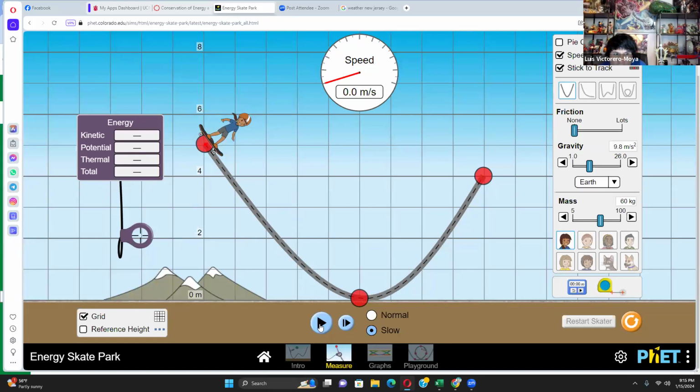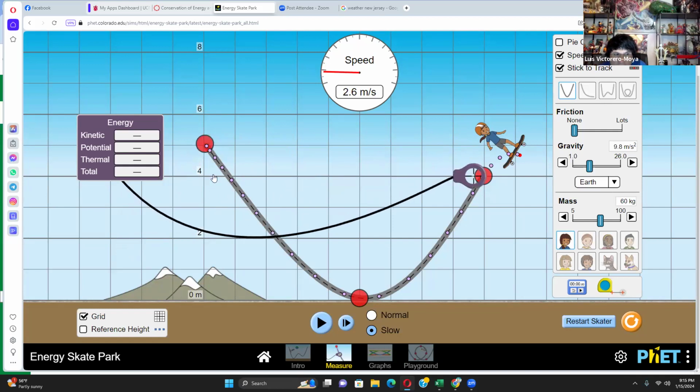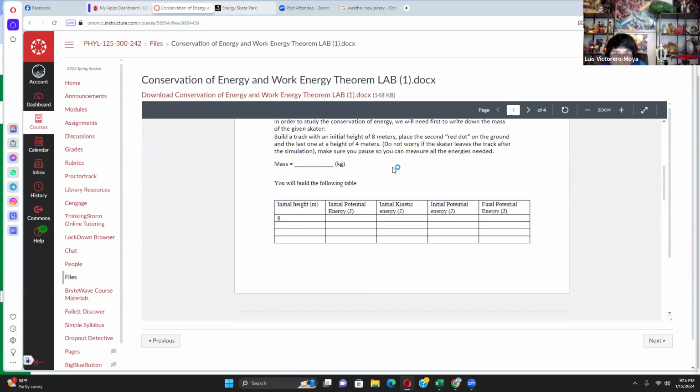Now, you could slow down the simulation. And it will allow you to maybe capture more dots where you need them. But as you can see, it's the same, so it won't really matter. And you just basically have to fill in the table here.